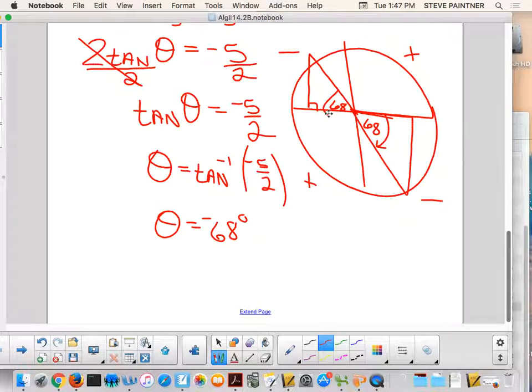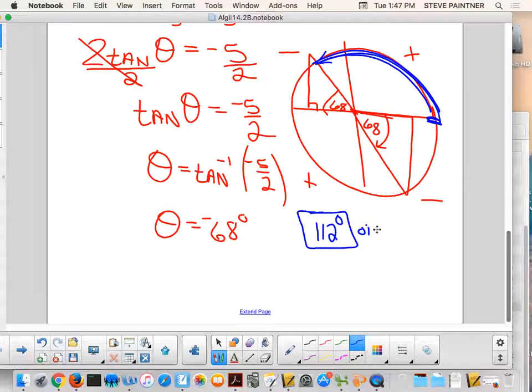You need to come up with the answers. Here we go. What's this answer? 112. That's what Maddie said. Do you agree? Okay, guys, get it out of degrees. Go to radians. Multiply by pi over 180. 1.19.